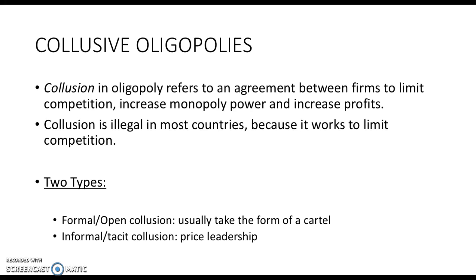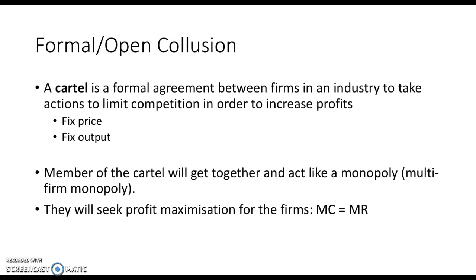There's two types of collusive oligopolies that we'll talk about. We'll talk about formal, also sometimes called open collusion, and that usually takes the form of a cartel. And then there's informal or tacit collusion, and the best example of that is price leadership. Now, formal, or sometimes called open collusion, is called that because it is out in the open. Everyone knows, even though most countries consider it illegal, everyone still knows that these people act this way, that they've made these agreements. And it's usually called a cartel.